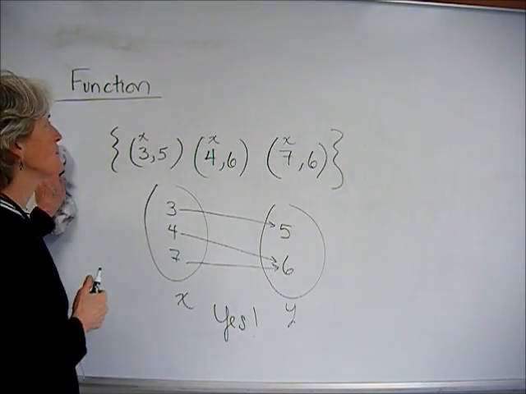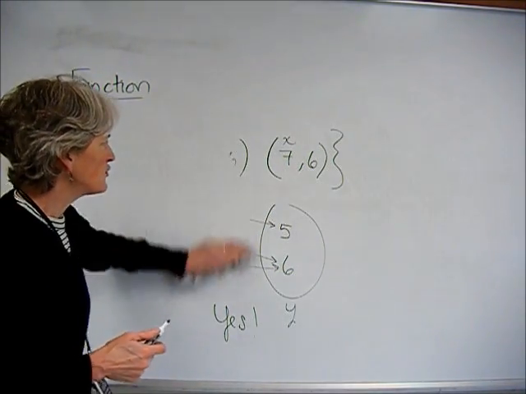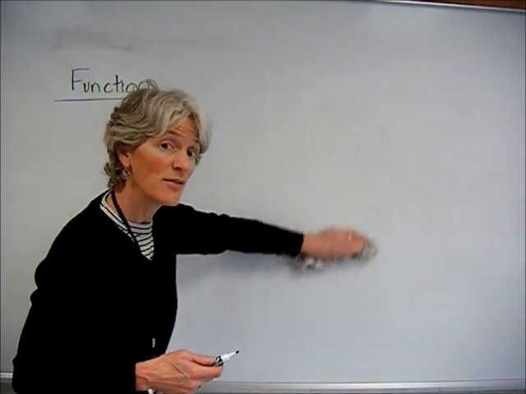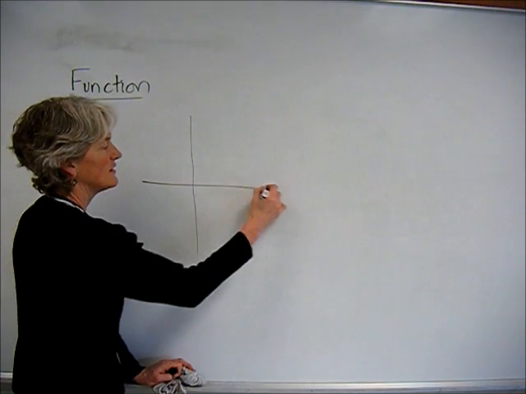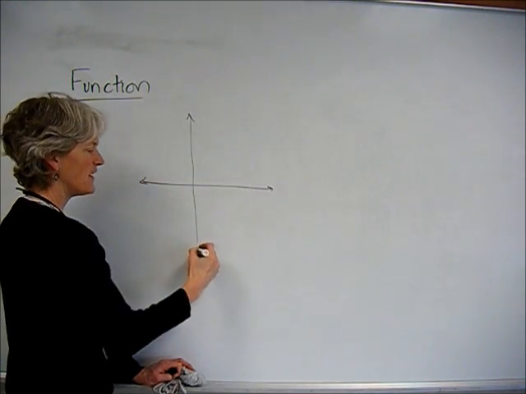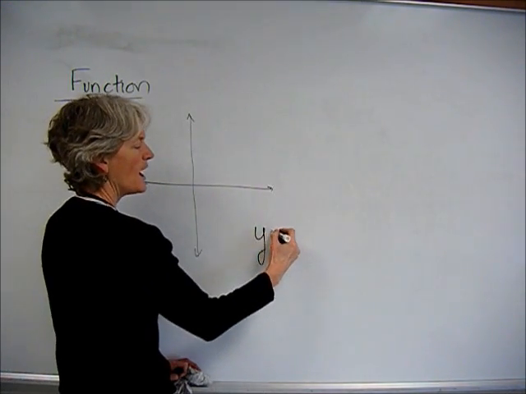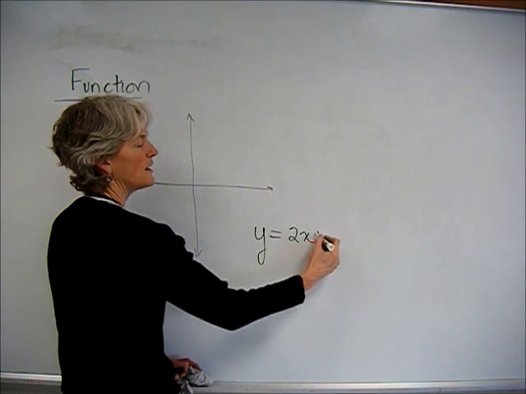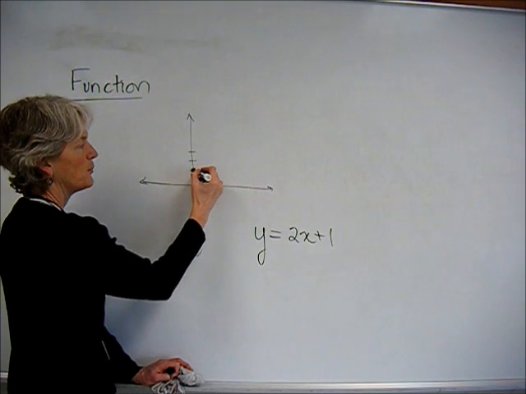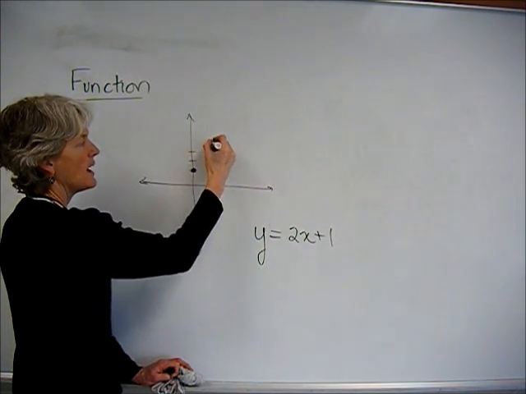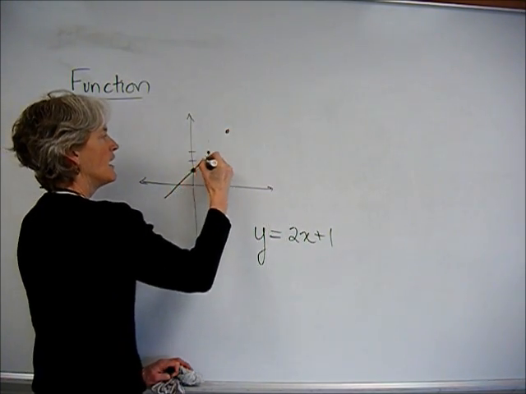Let's look at some other examples of functions. Now, functions are things we've actually been dealing with. When we've been working with linear equations, that whole time it's been a function. Let's look at y equals 2x plus 1. There's a y-intercept of 1. My slope is up 2 over 1, up 2 over 1.